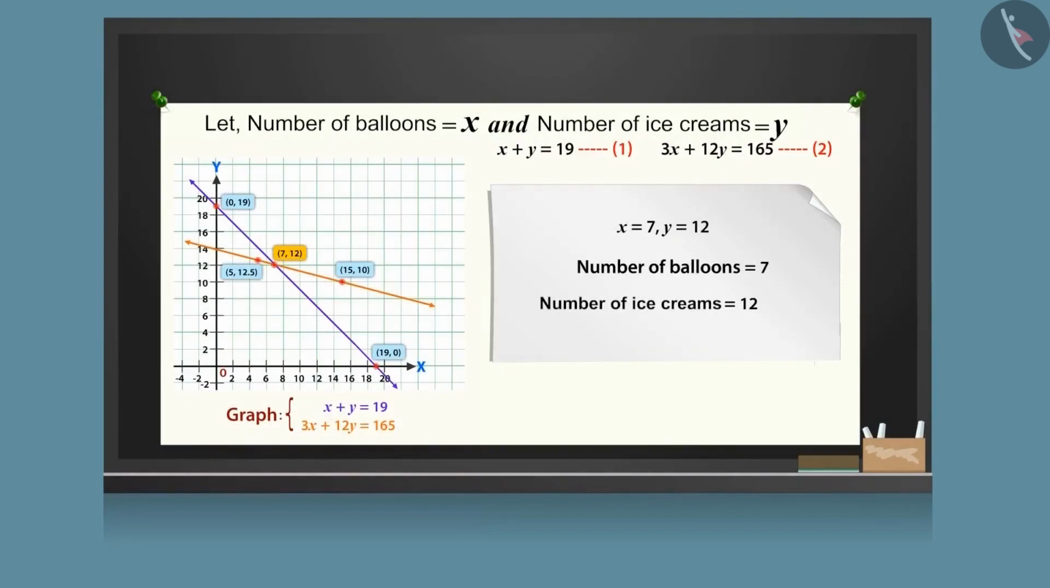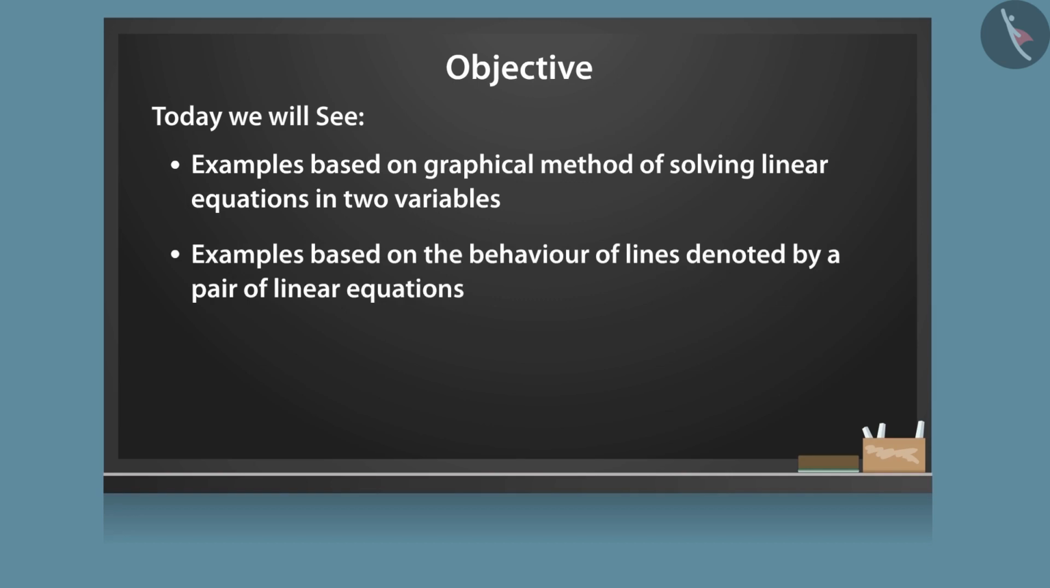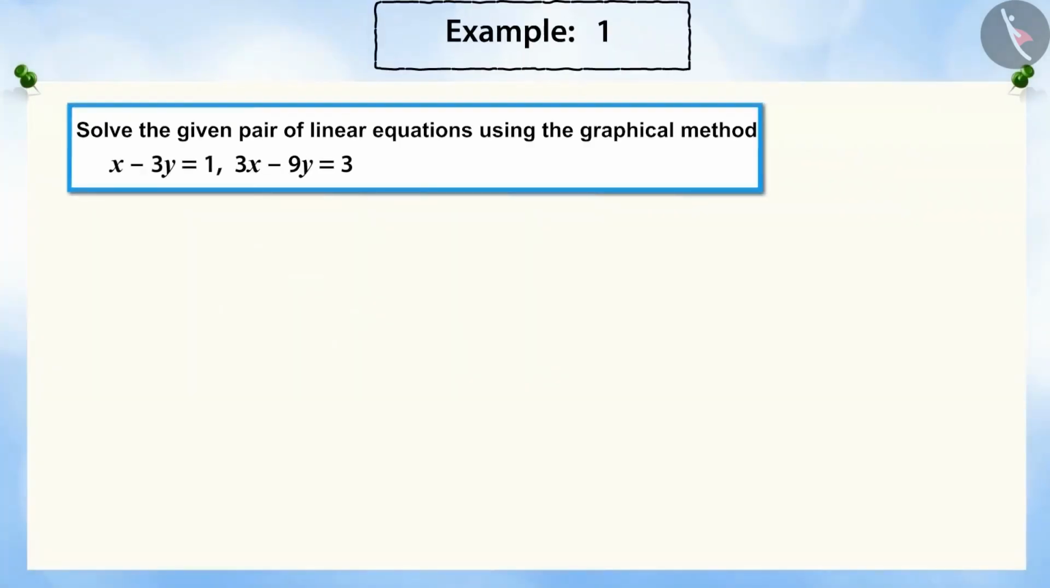In our previous video, we studied the graphical method of solving a pair of linear equations in two variables. Today, in this video, we will see some examples based on the graphical method of solving a pair of linear equations in two variables and the behavior of the lines denoted by the pair of linear equations. Solve the given pair of linear equations using the graphical method.